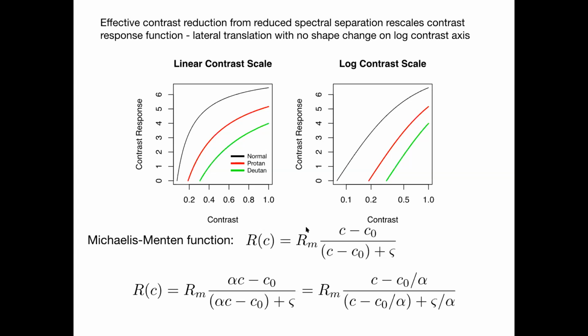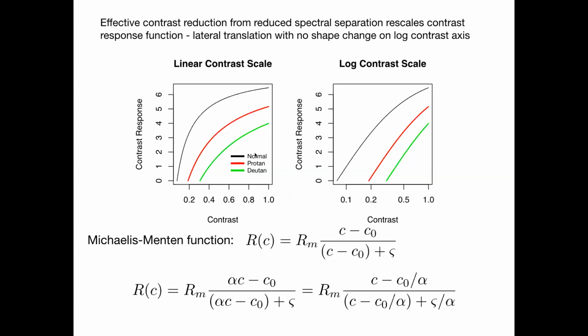But you can imagine that the reduced pigment separation is going to reduce the input contrast by some factor alpha. We could divide through by that factor alpha, and we see a completely equivalent expression. What that's going to do is move over this minimum contrast, but it's also going to increase the semi-saturation constant. Now, the maximum response is sometimes called the response gain, and the inverse of this semi-saturation constant is some kind of response gain.